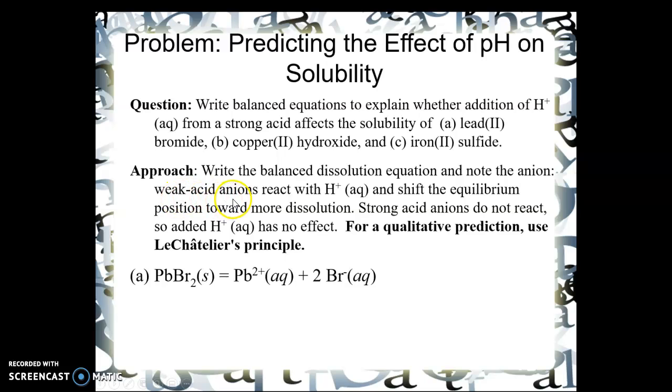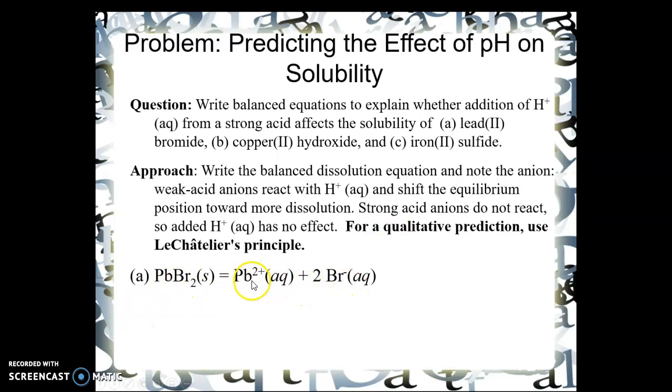If it's a weak acid ion, it reacts with a hydrogen ion and shifts the equilibrium position towards more dissolution. But strong acid ions, anions, do not react. So the chloride, the bromide, the iodide, the sulfate, and so forth. So if you've got a strong acid ion, added hydrogen ions have no effect. And when you study Le Chatelier's principle, you'll see that this is a good way to use Le Chatelier to predict qualitatively what happens.